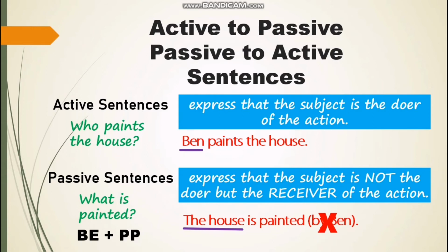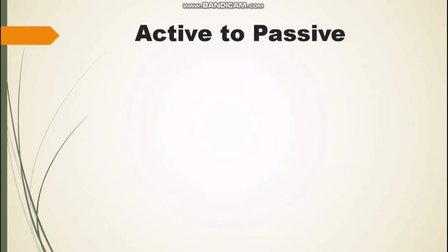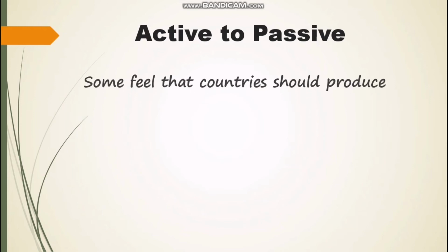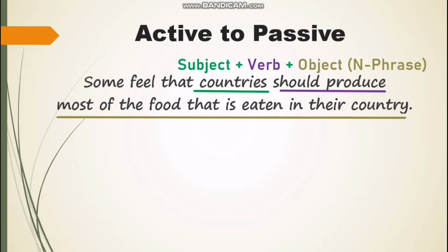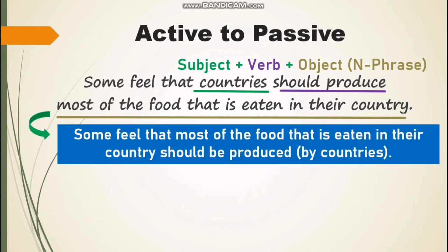Okay, let's apply this to an IELTS Task 2 question. Let's start first with active to passive sentences. Some feel that countries should produce most of the food that is eaten in their country. Remember, we can only make use of this method if we have an object. So if we change this sentence, it becomes: some feel that most of the food that is eaten in their country should be produced by countries.